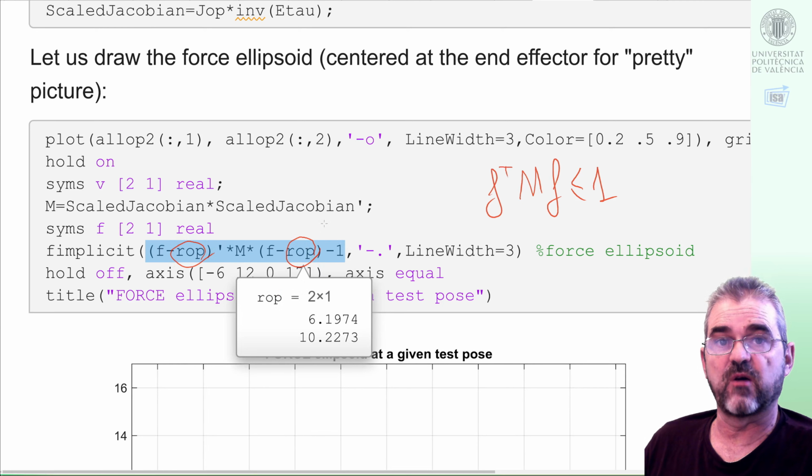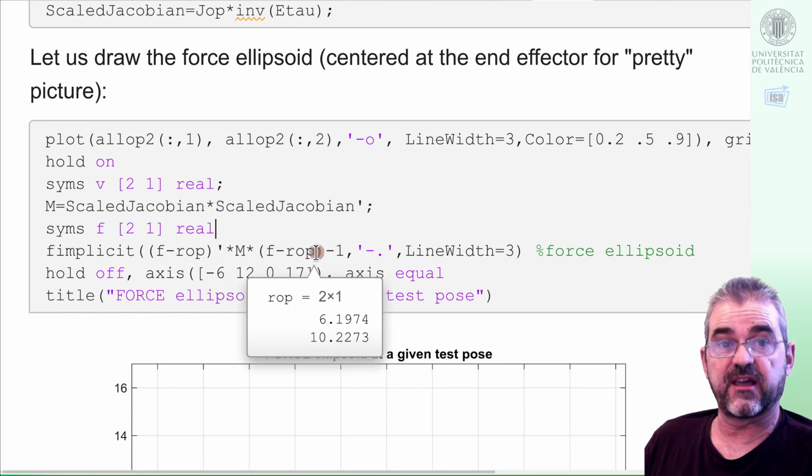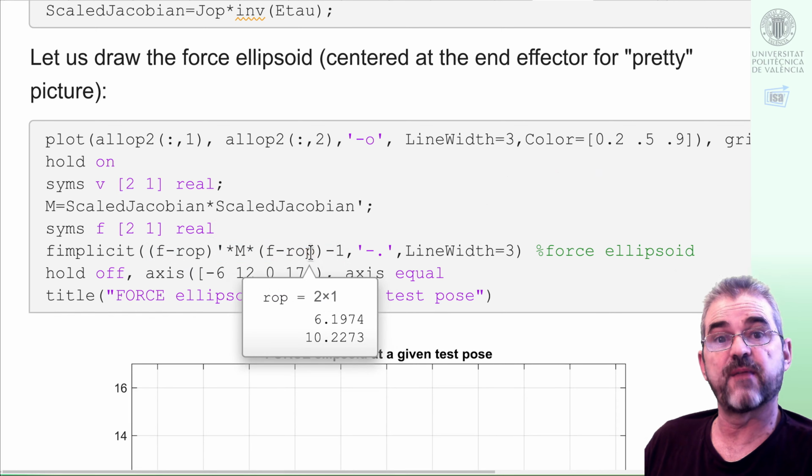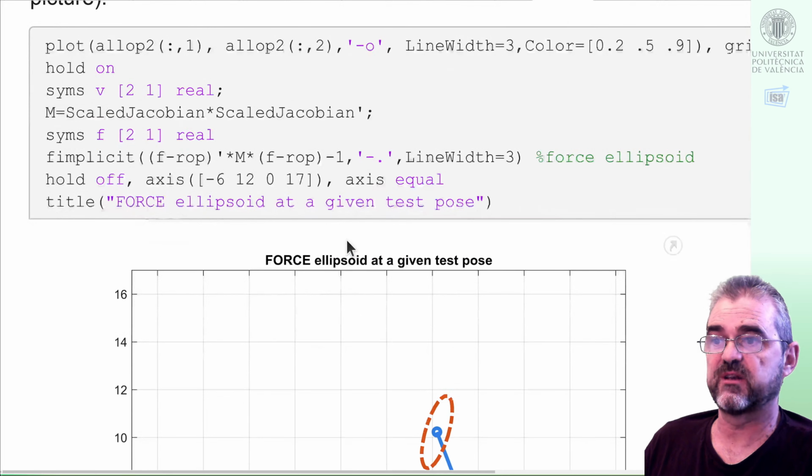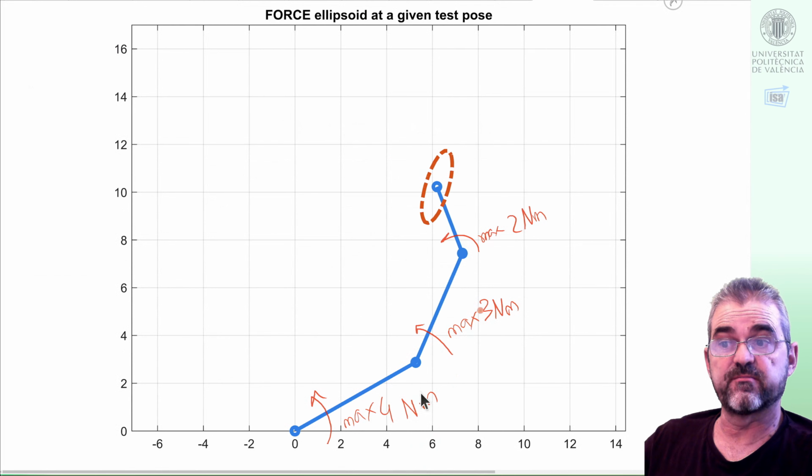In this code, you can download it and inspect it. But as I said, the ellipsoid has force units, the end-effector position has position units, so I cannot actually carry out this addition, and I am carrying it out just for cosmetic reasons to draw the force ellipse with the center at the end-effector. The thing is that, well, with this 4, 3, and 2 maximum torque at each of these joints, then this red ellipse is the force ellipsoid we were discussing.